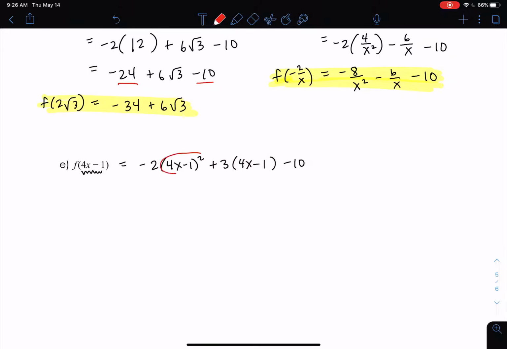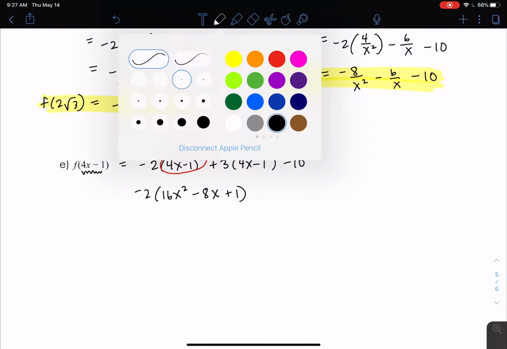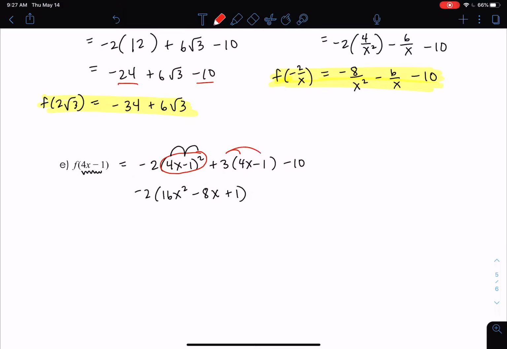Exponents first, always. And we can actually use our shortcut here because we know how to square binomials. So that's going to be negative 2. First term squared, so 4x times 4x is 16x squared. Next, I'm doing this times 2. So that's going to be negative 8x. And then square the last term, so positive 1. Now that we've finished our exponents, we can multiply. So that's going to be plus 12x minus 3. And at the end, we have a minus 10.